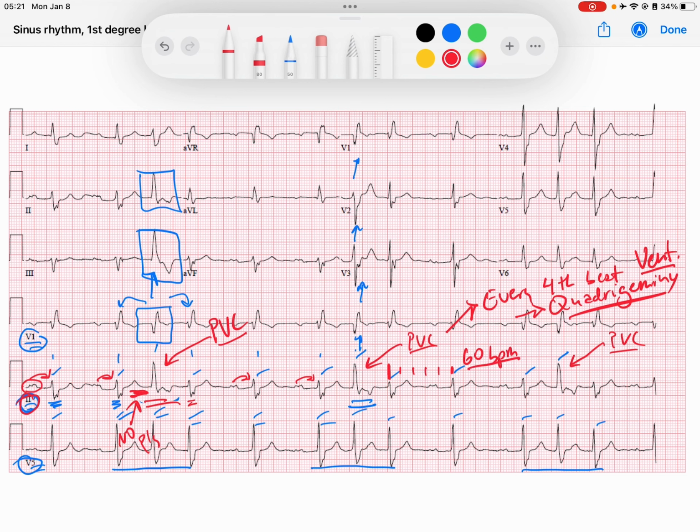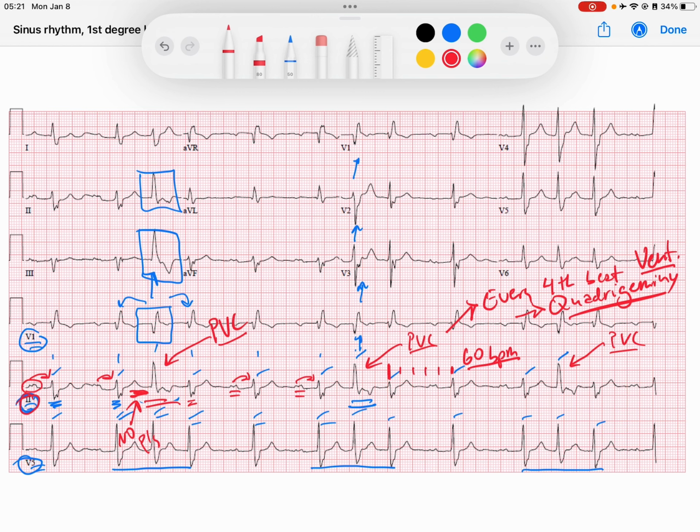I said that I've got these P waves that appear to be conducting to the QRSs. So when I look at the atrial activity, we're going to start going through our algorithm here. I said those are P waves. They're upright in lead 1 and upright in AVF. That means they're going down and to the left. This is my sinus P waves. This is the sinus rhythm.